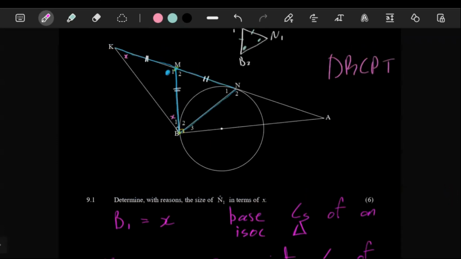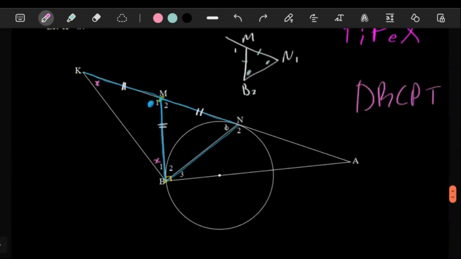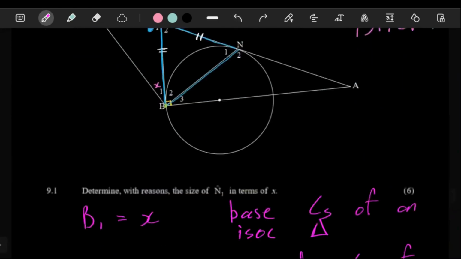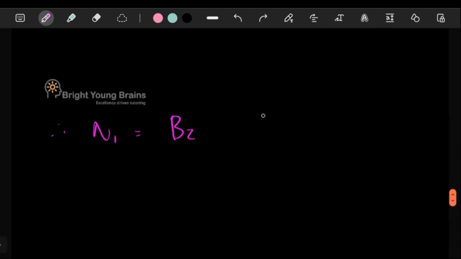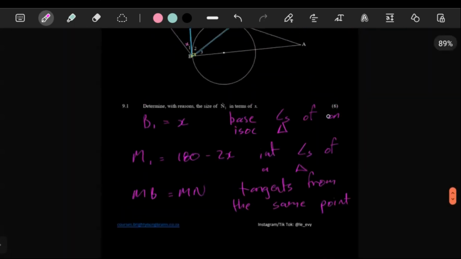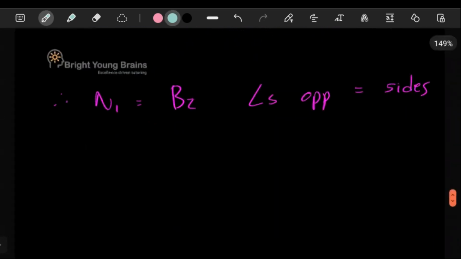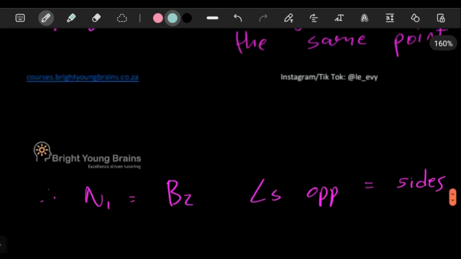Then now we can say, therefore, N1 is equal to B2. The reason is base angles of an isosceles triangle. Another reason you could have also just said angles opposite equal sides. That's another way to state it. It's the same idea. I'm just writing both of those ways so that you can see both are valid.